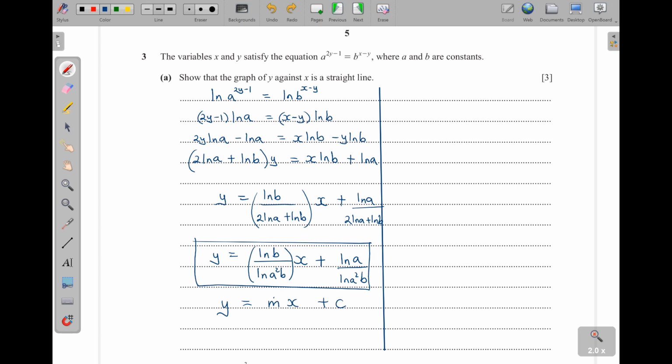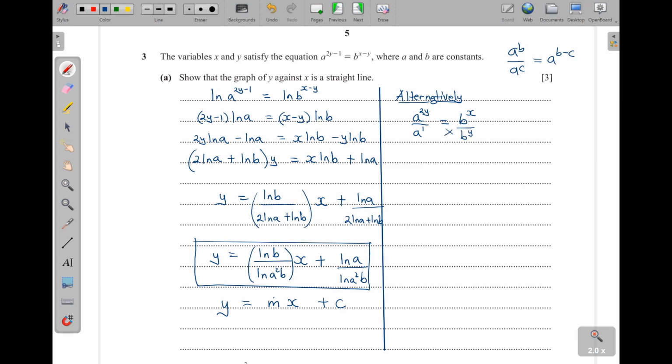Okay. Alternatively, we can do it this way. Alternatively, we can use the rules of indices. This one here is the same as saying a power 2y divided by a power 1. Because you know that if I have a power b over a power c, then this is a power b minus c. Not so? So that means this one goes down and it has power 1, because here we are having minus 1. Then this will be equal to b power x out of b power y.